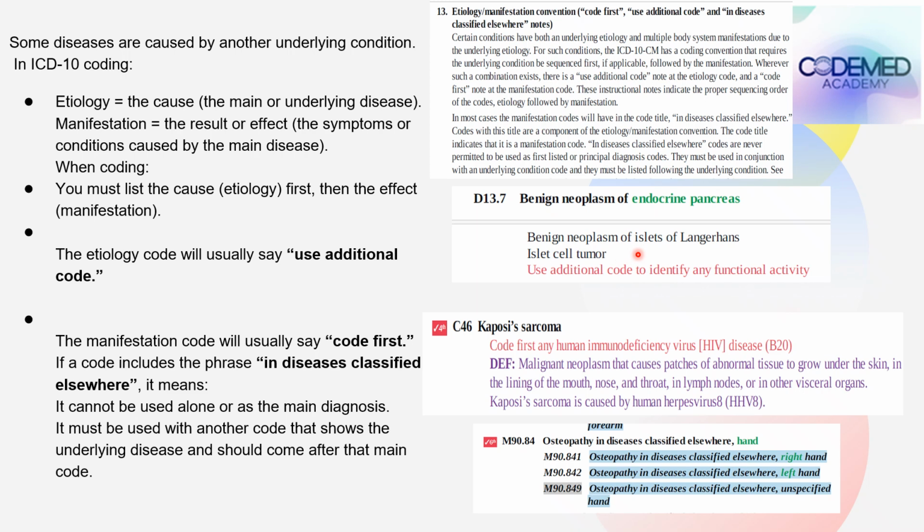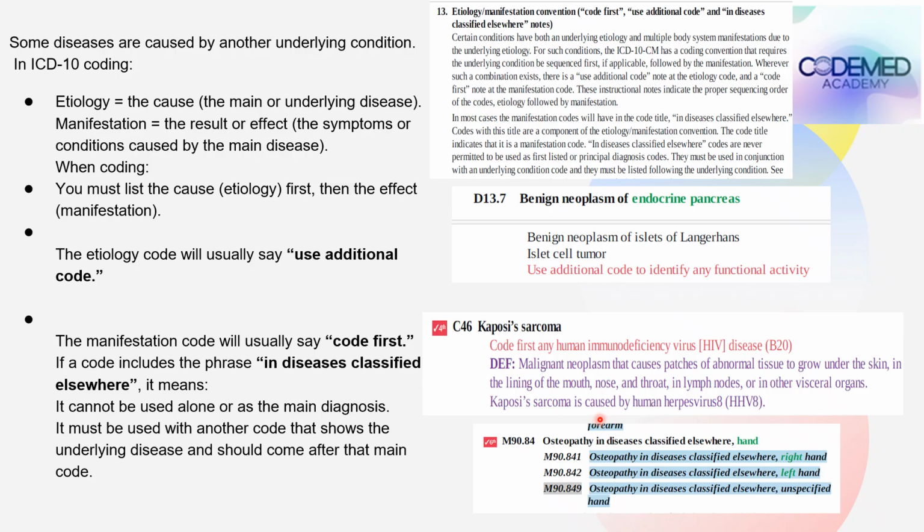Now what has come first in the patient? Benign neoplasm, and because of that, what effect? The patient is having diabetes. What has come first? This. So this is the etiology, and the manifestation will be identify any functional activity, that could be the diabetes. So this is the etiology code, and that second, the secondary diabetes mellitus, will be the manifestation.